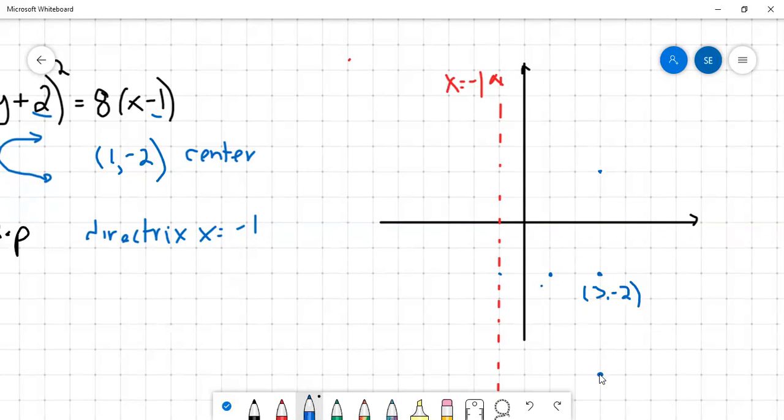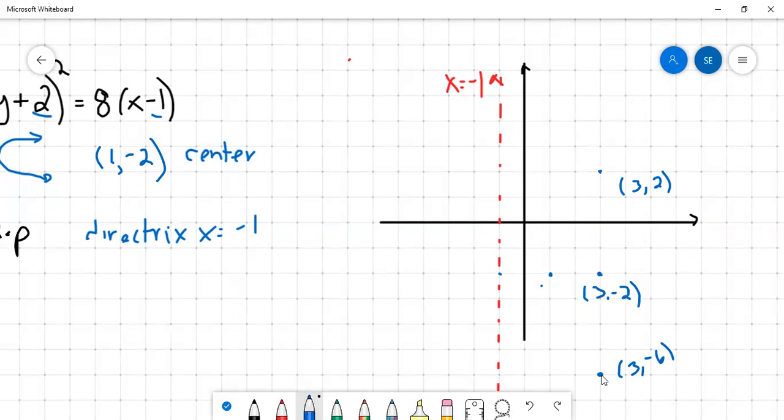So these are the points of our parabola, the endpoints of our latus rectum. And again, we can say what those are. That is (3, 2), and this should be (3, -6). No.